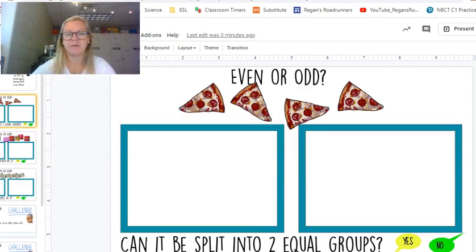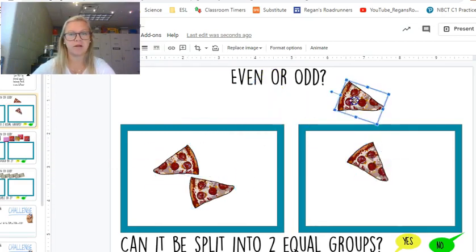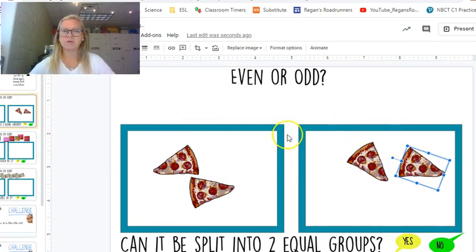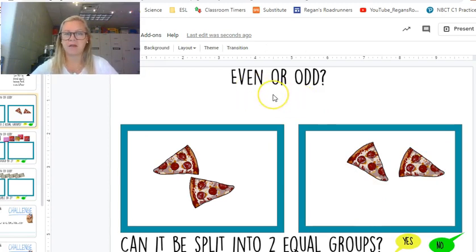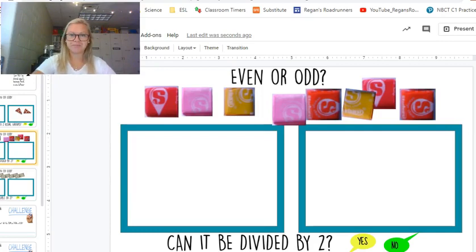These slices of pizza, how many pieces do we have? Right, we have 4. So to see if this number 4 is even or odd, I want to see if it can be split into two equal groups. So this group will get 1, that group will get 1. This group will get 1, that group will get 1. So I've split them into two equal groups. There's 2 on both sides. Do I have anything up here left over? No. Very good. So can this be split into two equal groups? Yes, it can.